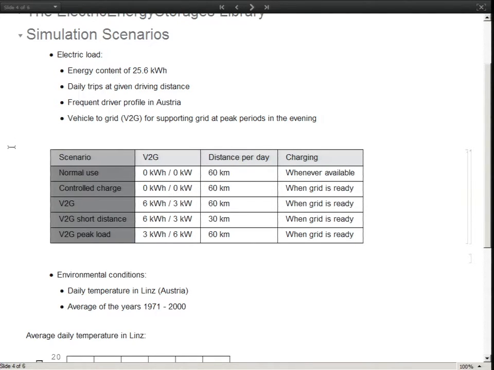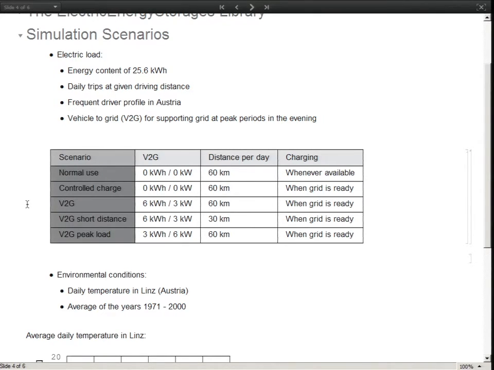The second scenario is a controlled charge scenario, which as well doesn't use vehicle-to-grid. We have again a driving distance per day of 60 kilometers, but we charge the battery only when the grid is ready. So if we're in a peak power period of the grid, we won't charge our vehicles. The third scenario is the first vehicle-to-grid scenario, the normal vehicle-to-grid scenario. There we supplied 6 kilowatt hours per day to the grid and recharged those 6 kilowatt hours. The driving distance we considered in this example is again 60 kilometers, and we charge when the grid is ready.